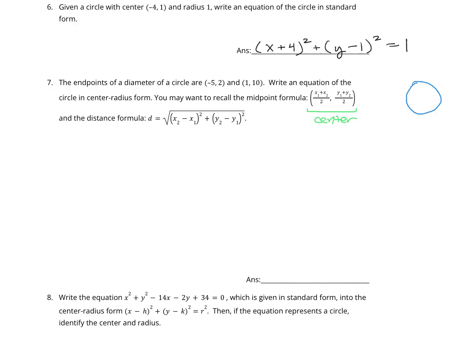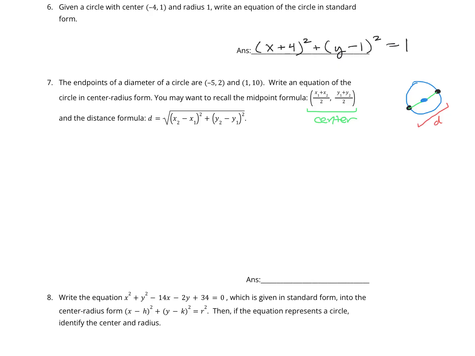So again, the endpoints of the diameter are the two ordered pairs given to us here. If we draw a line going through the circle, it's going to pass through the center of the circle, which is midway between those two points. The distance formula can be used to find the distance from the outside to the inside. So you can either find the distance all the way across the circle, which is your diameter, and then we're going to have to cut that in half to get our radius. So let's go through now and put this together.